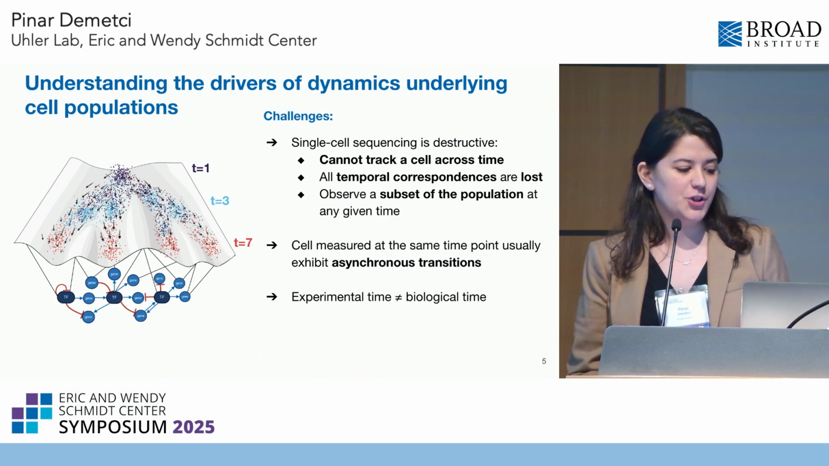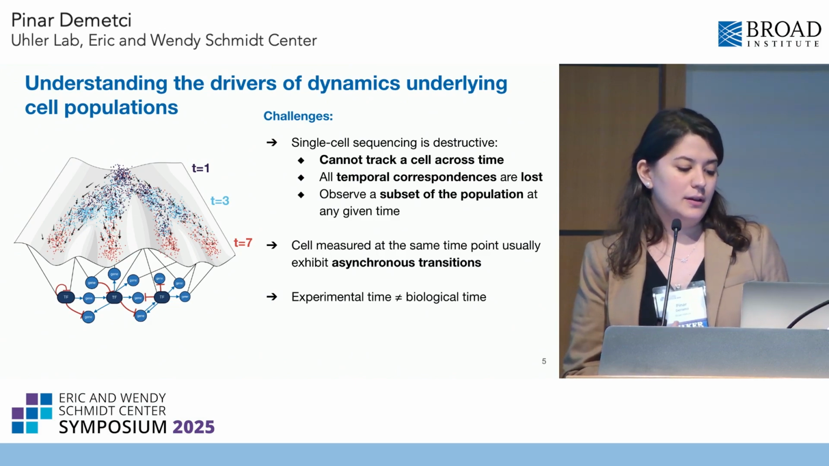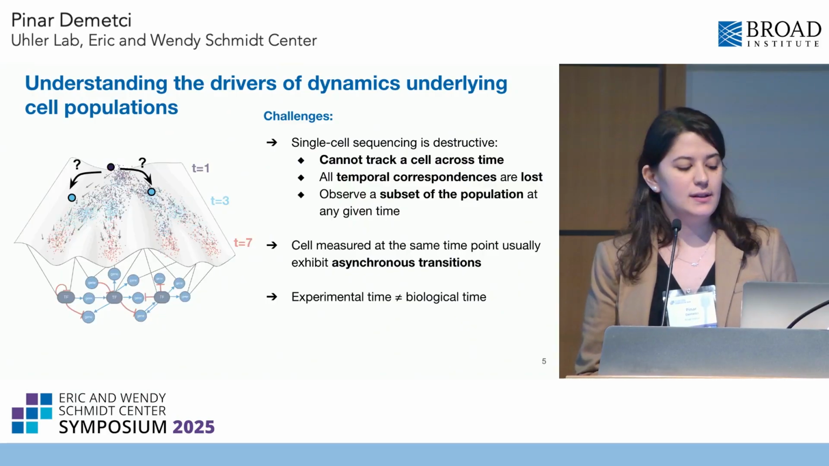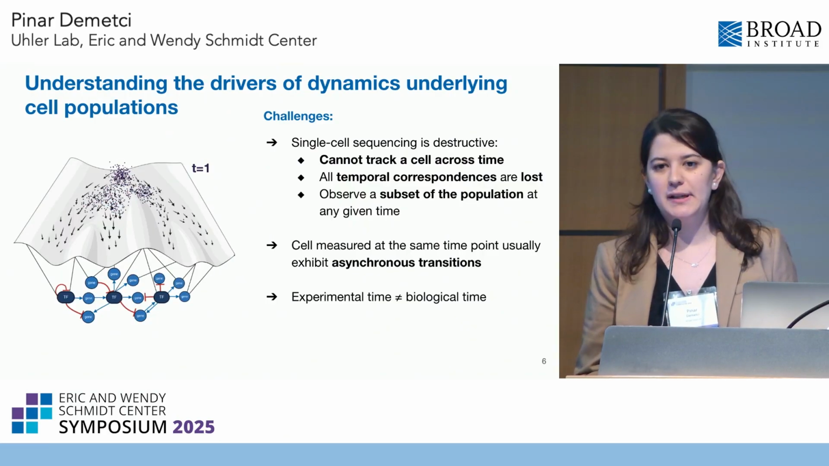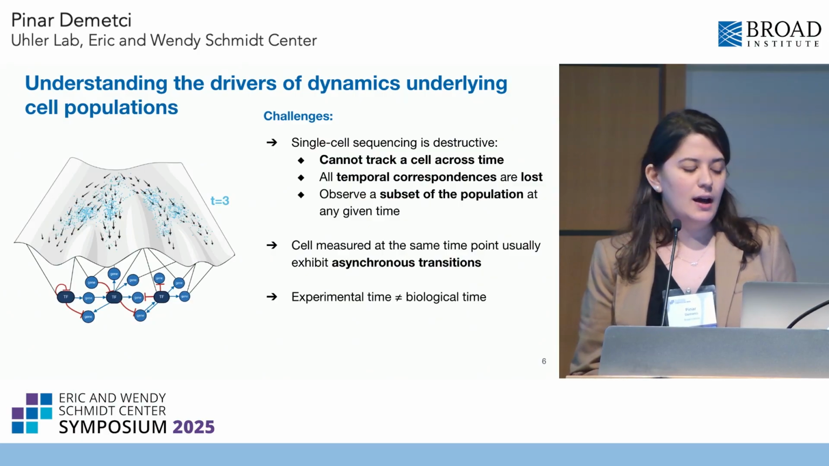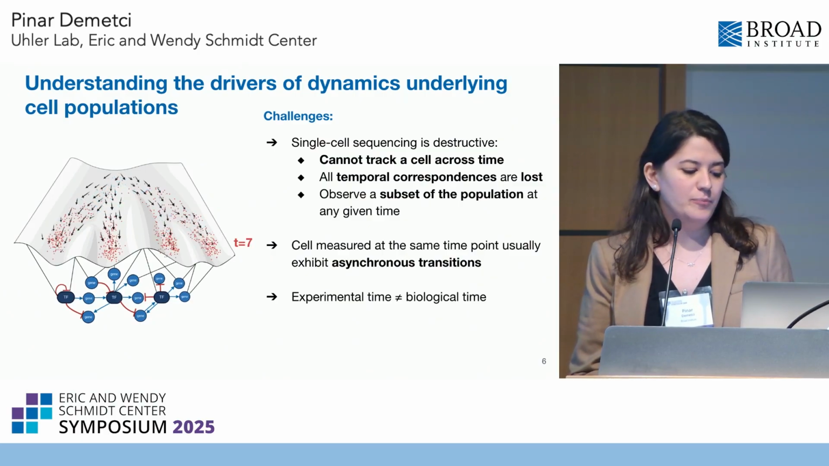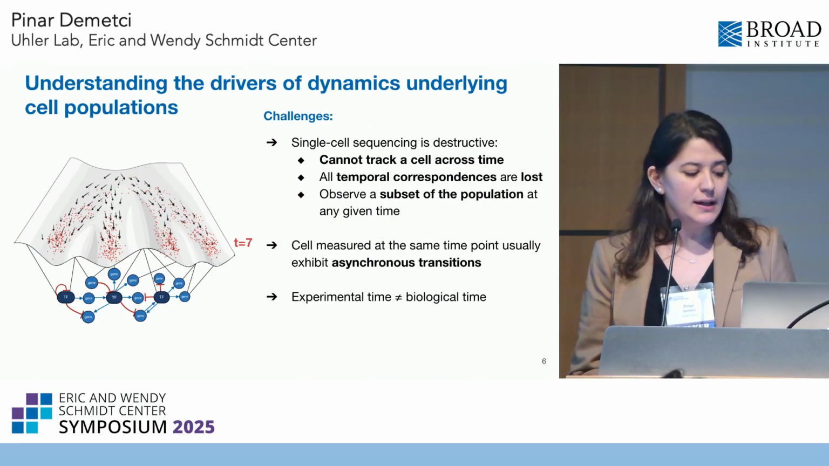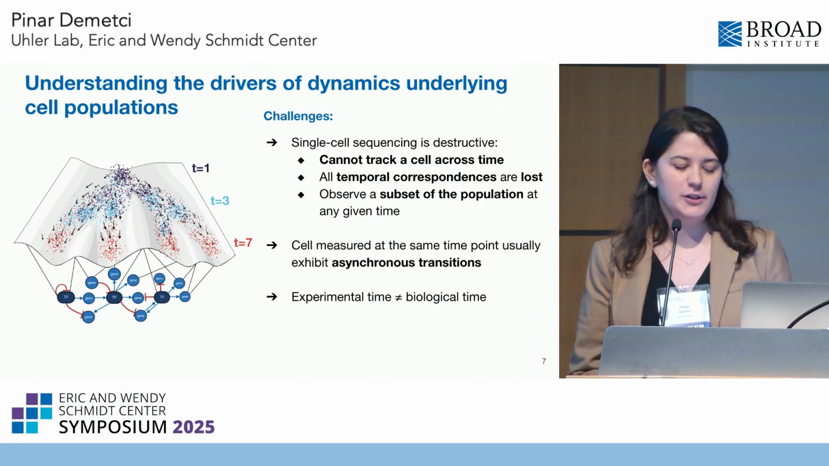But now comes the challenge that at any given experimental time point, we have a heterogeneous mix of cell states. Because cell state transitions are asynchronous, they don't happen at the same time. So we get these cells across different regions of the landscape. This is actually both a blessing and a curse.